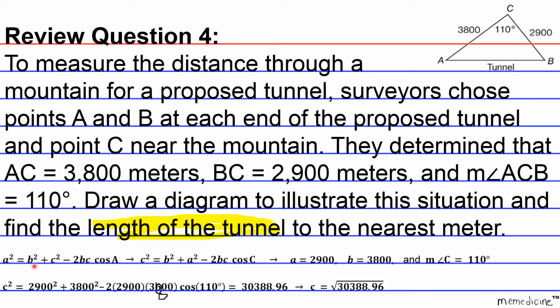When we take the square root of the left-hand side of the equation, we end up with c, and when we take the square root of the right-hand side, we end up with the square root of 30,388.96, which is equivalent to 5,512.542422 meters. Our answer to the nearest meter is therefore going to be 5,500. And if you round up when you see the 5 after the decimal place, it would be 5,513 meters. Excuse my scribble scrabble. That's our answer.